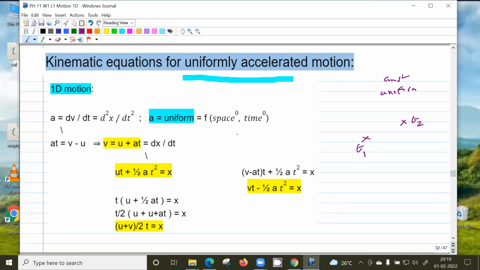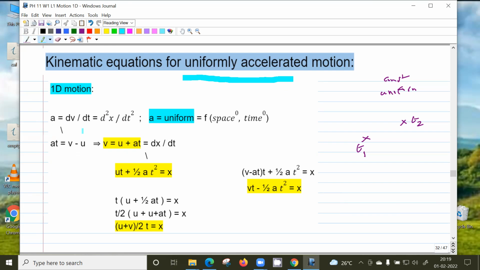But strictly, uniform means it's with space. Since the particle is moving in space, and the acceleration of the particle is not changing, but its position is changing with time, it also means that it is not changing with time. So in this particular case, it's constant with time also.